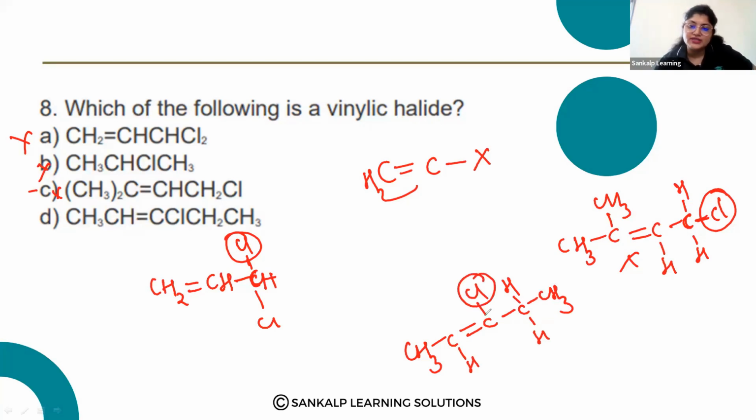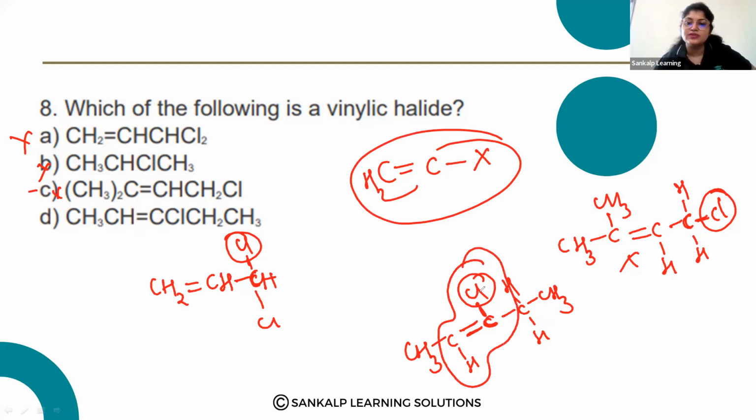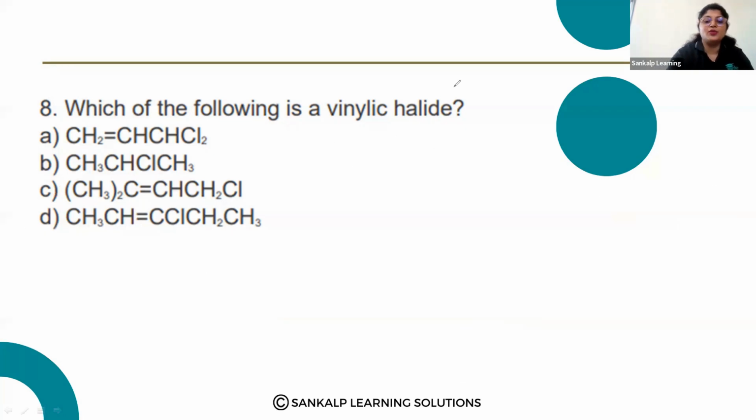So the halogen atom is attached to a carbon which has a double bond, which is sp2 hybridized. This is similar. The halogen atom is bonded to an sp2 hybridized carbon atom of a C=C double bond. So this is the answer. Option D is the right answer. I hope it is clear. We'll go for the next question.